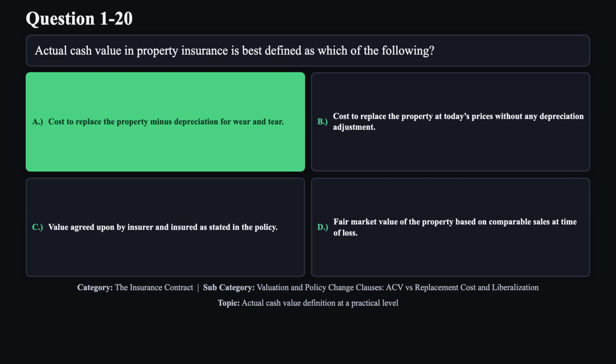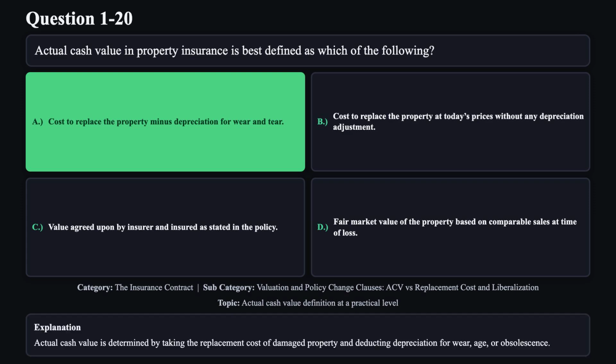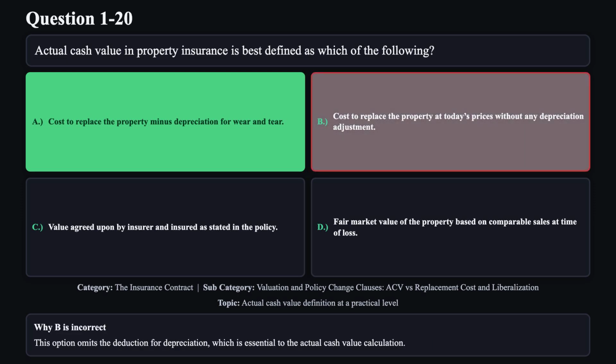The correct answer is A. Actual cash value is determined by taking the replacement cost of damaged property and deducting depreciation for wear, age, or obsolescence. Reason B is not correct. This option omits the deduction for depreciation, which is essential to the actual cash value calculation.